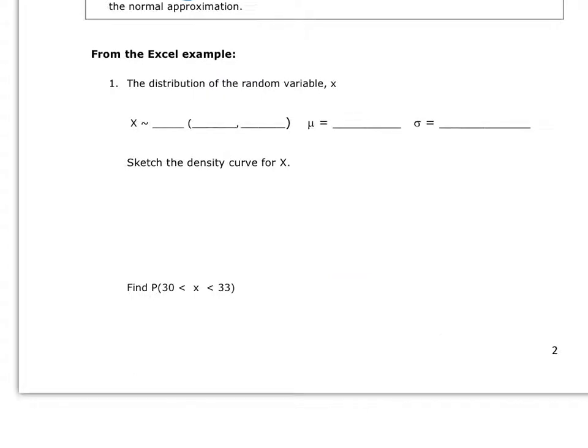Okay, so now let's take our Excel example. We had a random variable x, and we said that it was uniform and it had a minimum value of 23, maximum value of 43. The mean is 33, and we calculated the standard deviation. And just a refresher there, it's the difference between the min and the max divided by the square root of 12, which if we round to one decimal place, we get 5.8.